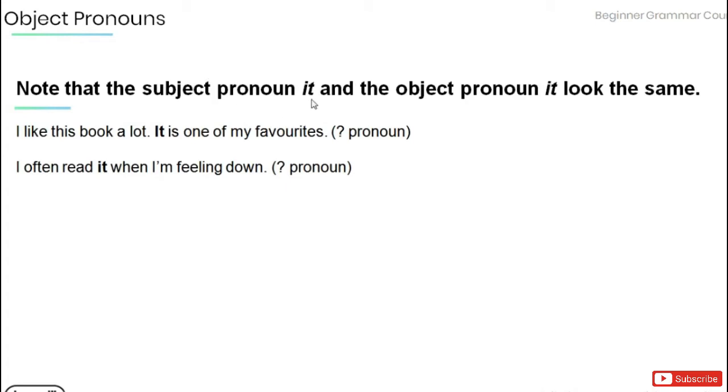Note that the subject pronoun it and the object pronoun it look the same. Have a look at the sentences below. In which sentence is the pronoun it a subject pronoun? And in which sentence is the pronoun it an object pronoun? I like this book a lot. It is one of my favorites. I often read it when I'm feeling down.